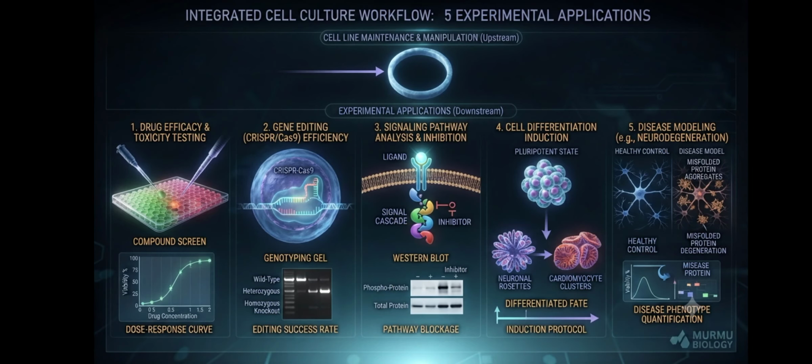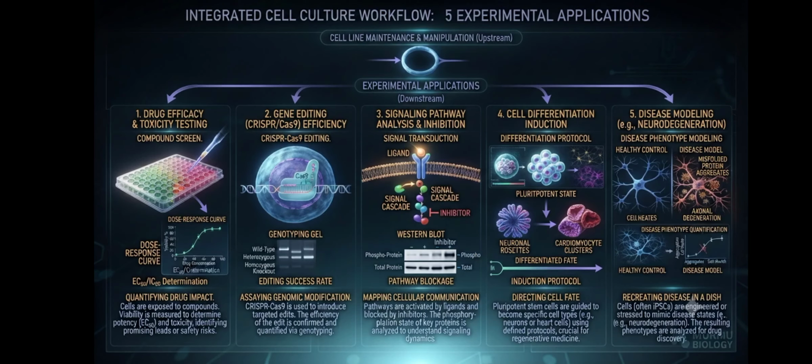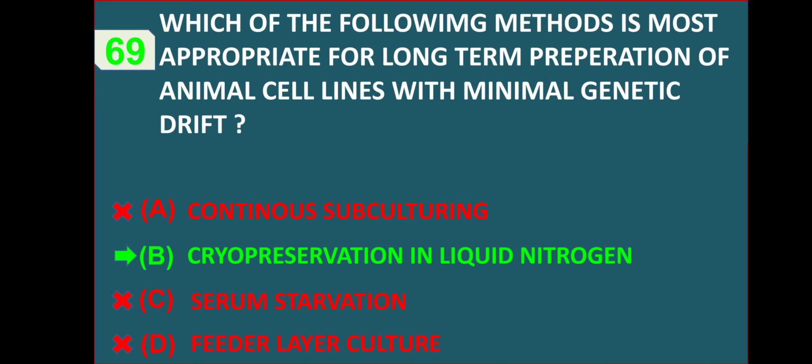Here you can see the application: this cell culture workflow can be used in drug efficacy and toxicity testing. Instead of using the whole animal, the cells are being tested. This workflow can be used in gene editing, CRISPR, isn't it? It can be used for signal pathway studies. This experimental design can be used for cell differentiation induction or disease modeling kind of thing. Okay, so it is again the literature part.